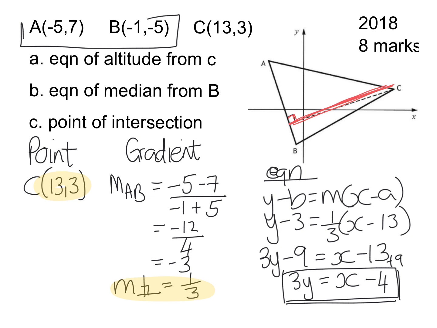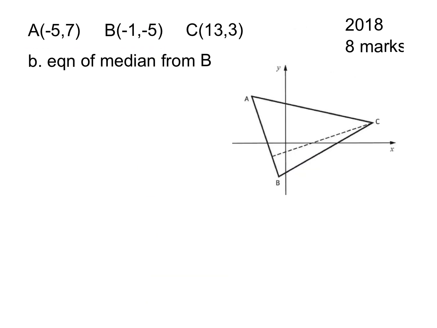Okay, let's look at part B. So part B wants the median. So again, I've got the diagram, but I want the median from B. That means there's a line coming from B to the opposite side, meeting in the middle. So I've put my relevant information in the diagram. The point I'm going to use, I could use point B, but I'm also going to have to get the midpoint of AC. So I'm going to go do that.